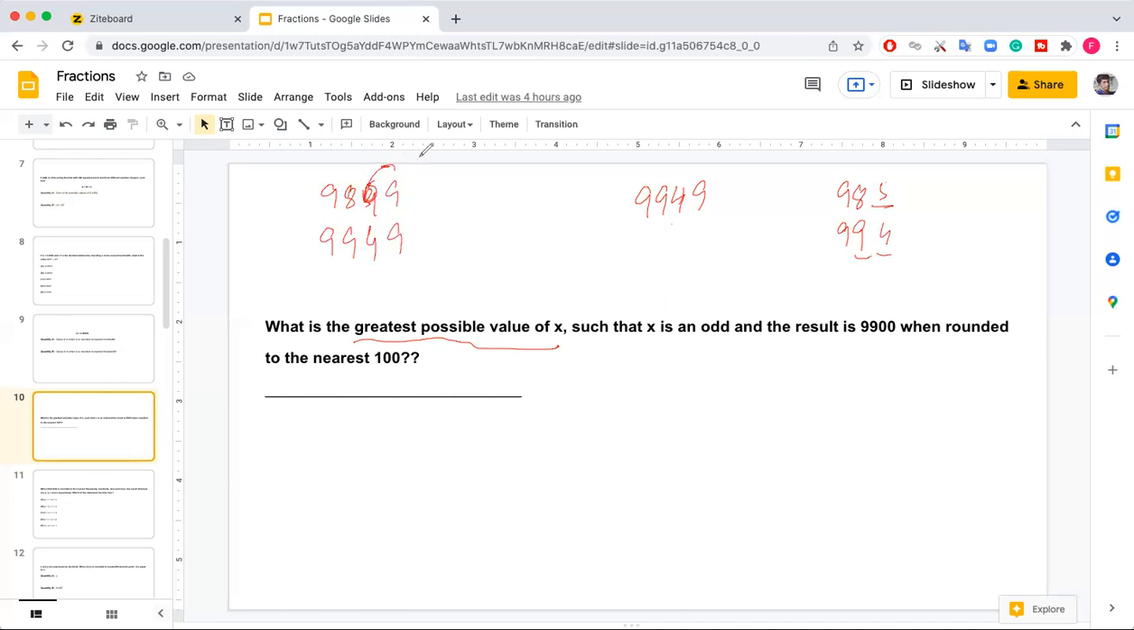This could be from any value 5 to 9, right? But in that case, we will have 8 here, because the next value is 5 or greater, so this value will round up to 9. But if you have 4, this value will remain the same as 9. That's why we have 9949, because this is an odd integer and we're asking for the greatest number. Okay, sir. Thank you. You got the point? Yes, sir. Right.